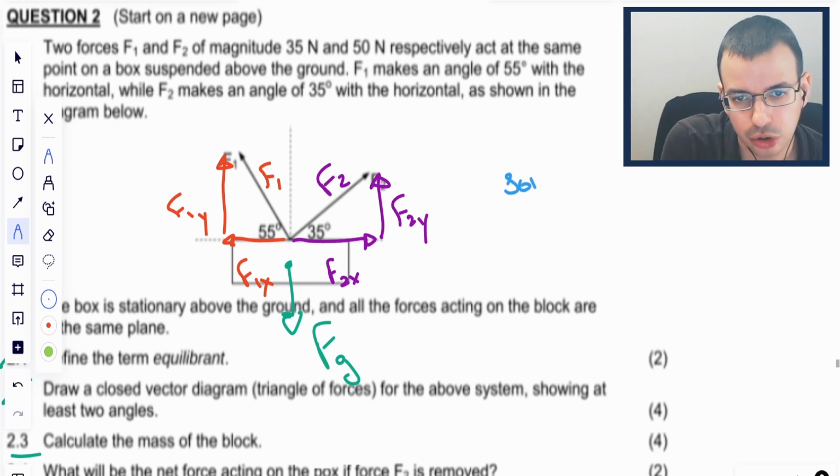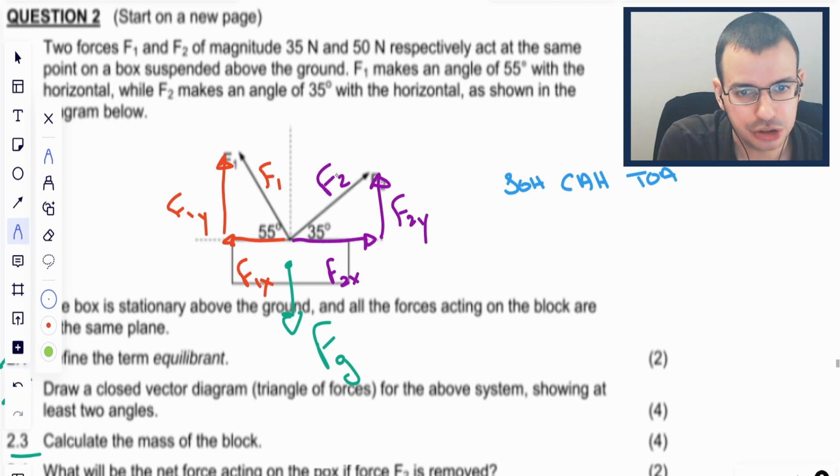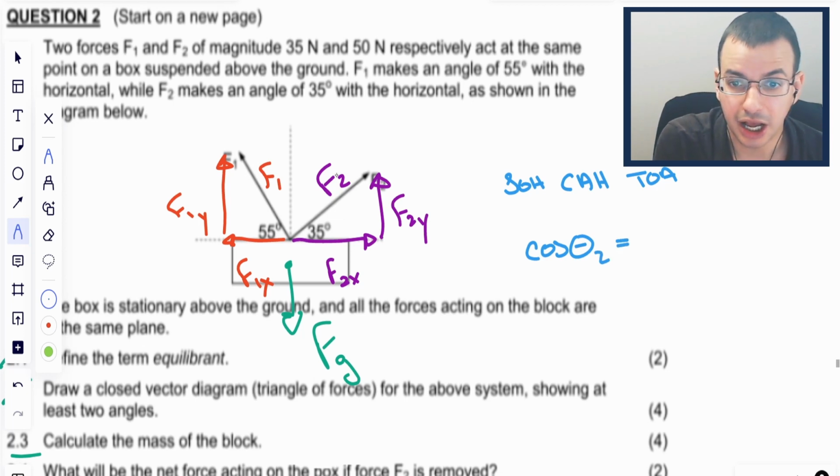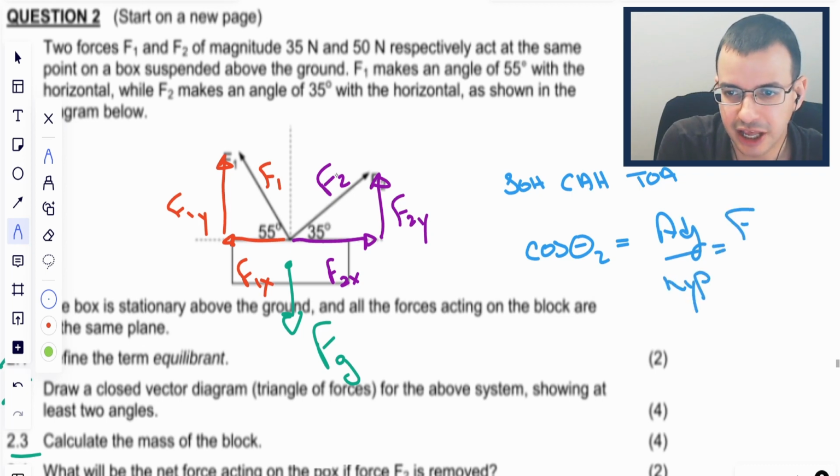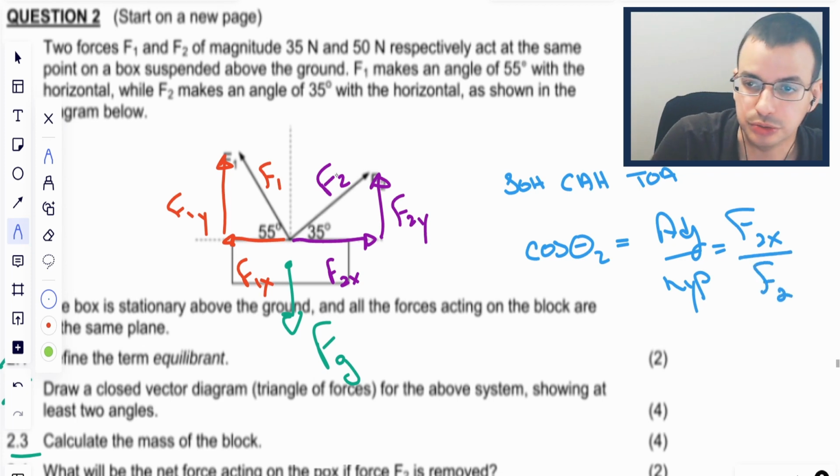So we're going to do SOHCAHTOA. I'm going to start with F2, so we're going to start with cosine. Cosine of theta, we'll call this theta 2, equals adjacent over hypotenuse. You're correct, good call, adjacent over hypotenuse. Adjacent is F2x, and hypotenuse is just going to be F2.